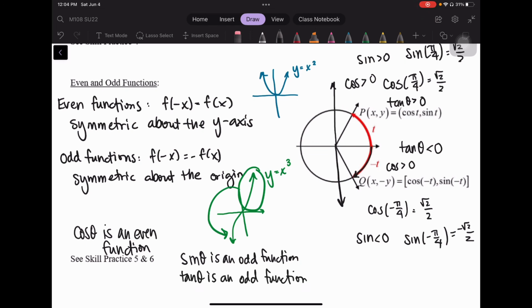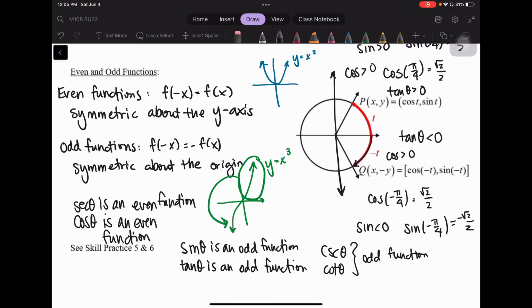And then our reciprocals should have the same properties. So the secant, because it is the reciprocal of cosine, is also an even function. And then cosecant and cotangent are both odd. So I think it's easier to remember that cosine and its reciprocal are even, and then everything else is odd. And that's all we have for this section.